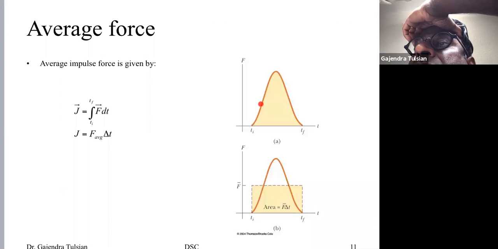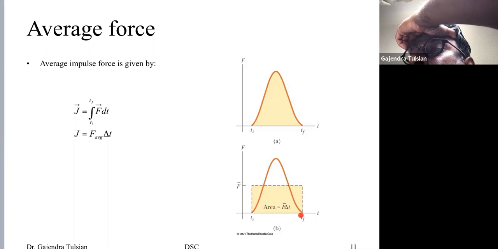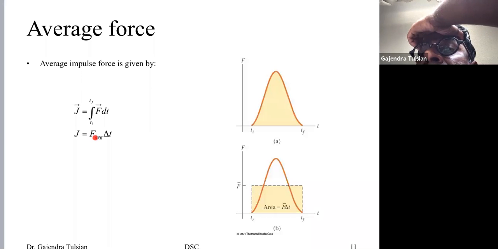Okay, so coming back to the slide, oftentimes we're not interested in measuring this profile. All we're interested in is we know how long the force lasts, and we just are interested in the average force. That's the average force. How's the average force calculated? You draw a rectangle whose area is the same as this area. Okay, and that's how the average force is calculated, and that's what this is showing you. So the average force is the impulse divided by the time over which the force acts.